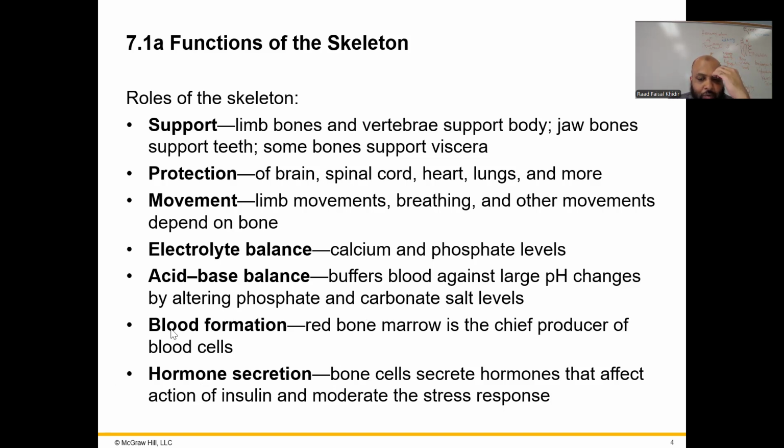So blood formation: the red bone marrow is the chief producer of blood cells. And for hormone secretion, the bone cells secrete hormones that affect the action of insulin and moderate the stress response.